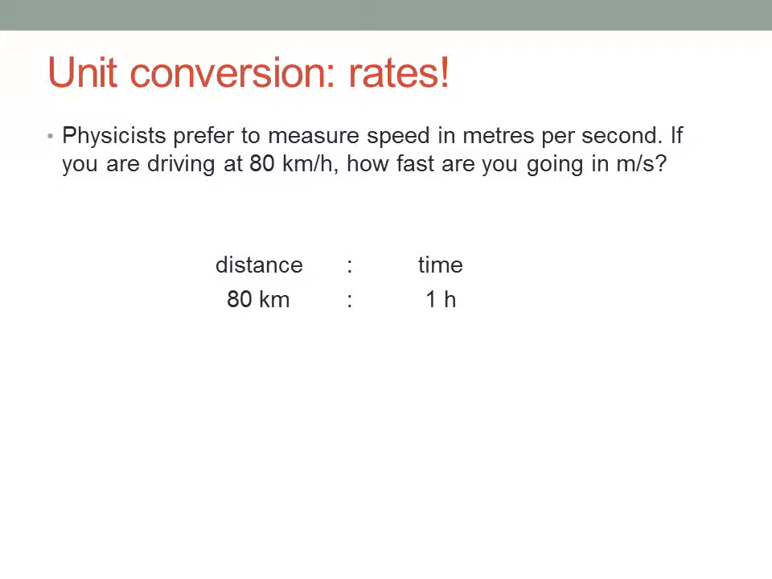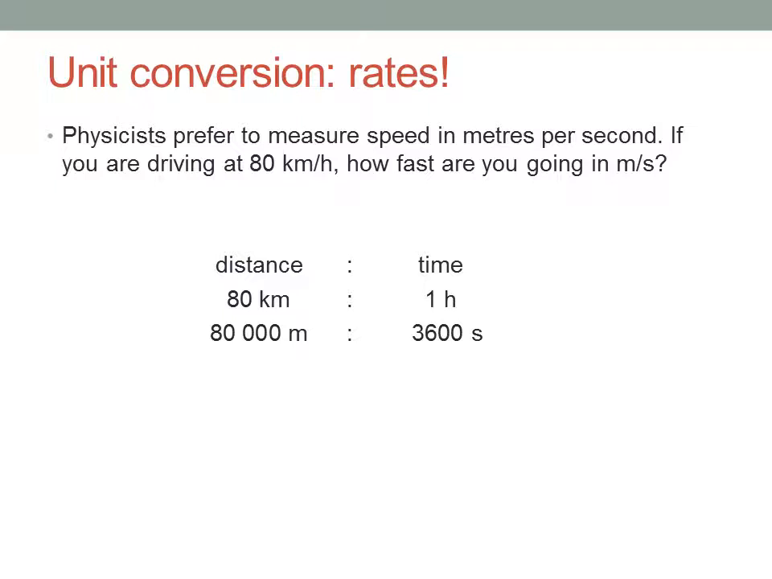Now what we're going to do is convert the kilometres to metres and the hours to seconds. 80 kilometres is 80,000 metres. Kilo means 1,000. How many seconds are there in an hour? There's 60 seconds in a minute and 60 minutes in an hour, so that means there's 60 times 60 seconds in 1 hour. Let's do that calculation. 60 times 60 is 3,600.